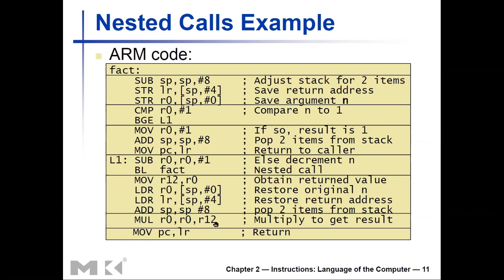R0 with R12. R12 is holding the original n value, and R0 now is, sorry, R12 is containing the factorial of n minus 1 because we moved it to there, and R0 is containing n. You can multiply them, and we are assigning that back in R0. But you have to check this multiply instruction. There was a limitation, if I can remember.